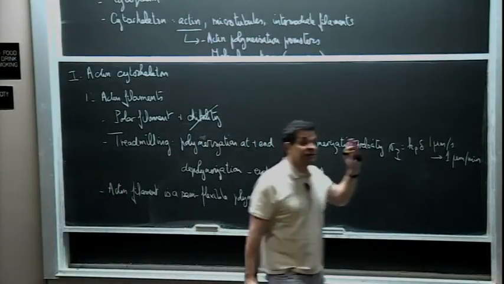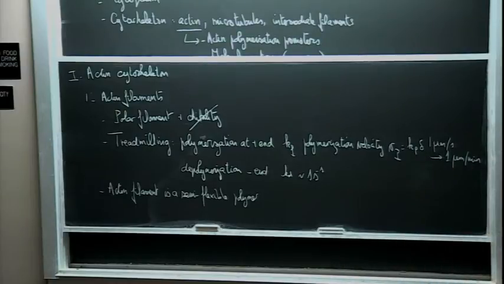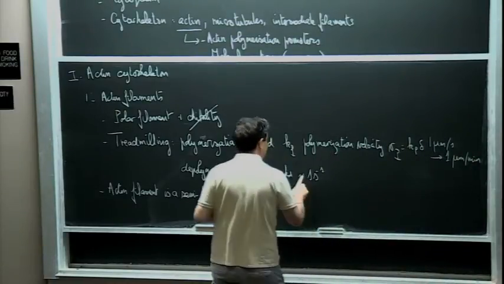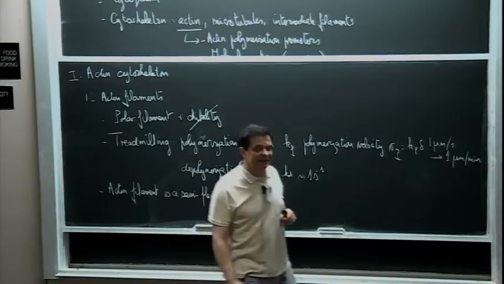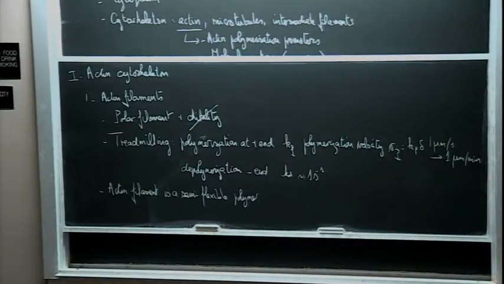Sorry, I didn't hear the question. It says KD and then something. 1 second minus 1. This is the order of magnitude of this KD. How many of you know what a persistence length is? Almost everyone, so that will go fast.